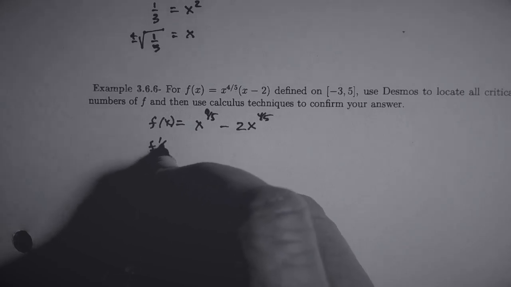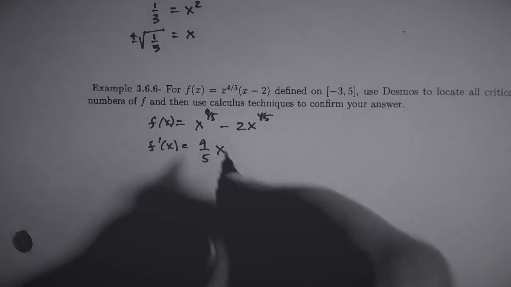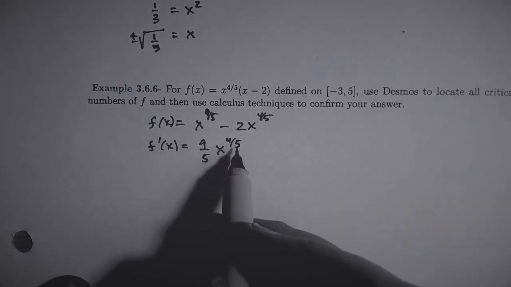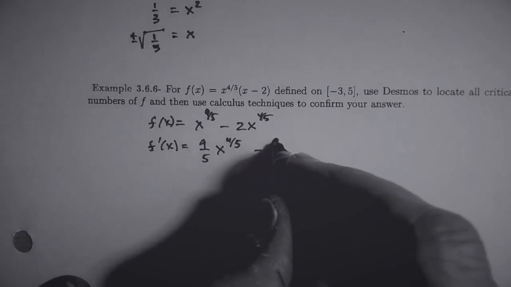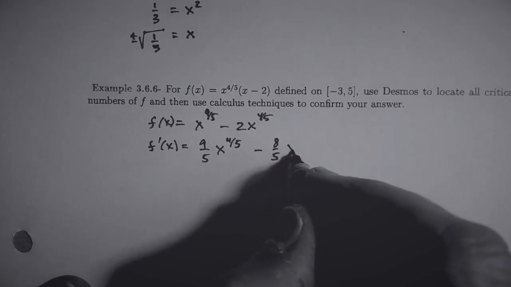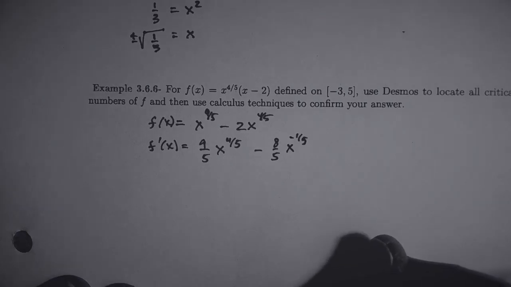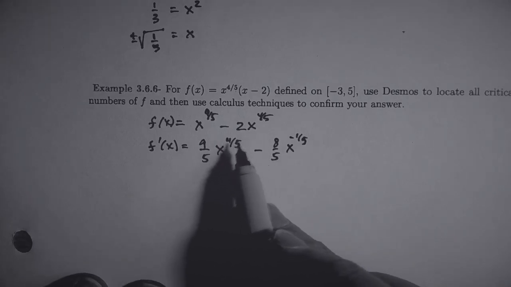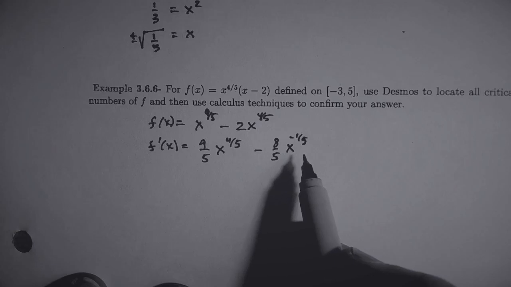Here, let's take the derivative. So I'll have 9/5 x to the 4/5. 9/5 minus 1 is 4/5 again. And then minus 4/5 times 2 is 8/5 x to the negative 1/5. So is there any place where that doesn't exist? Well, the denominator of 5 in these radicals means that I'm taking a fifth root. And I can take the fifth root of any number, so that's not a problem.